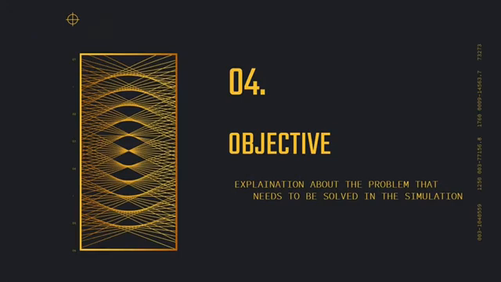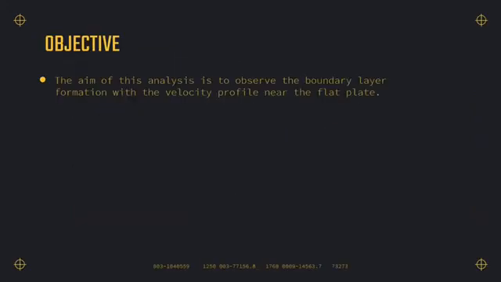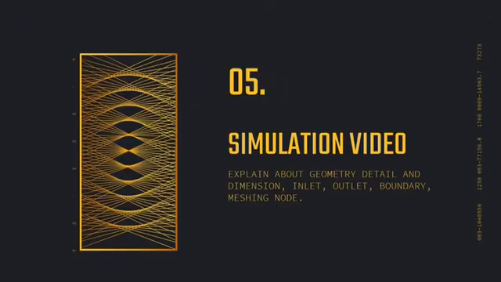Fourth is objective. The aim of the analysis is to observe the boundary layer formation with the velocity profile near the flat plate. Next, number 5 is a simulation video explaining the geometry detail and dimension, inlet, outlet and boundary, and also meshing nodes. This simulation will be given in the next video.